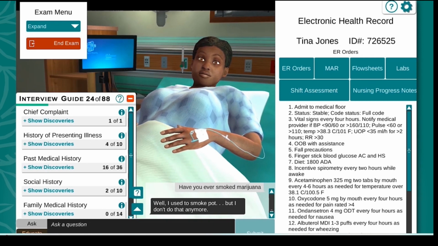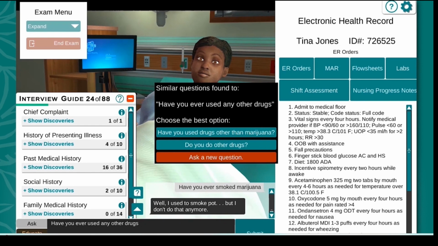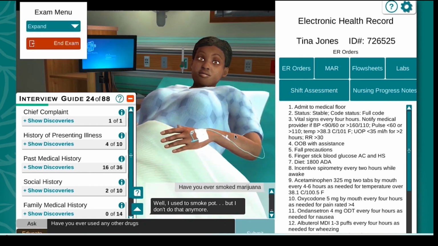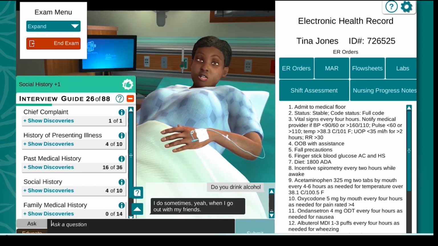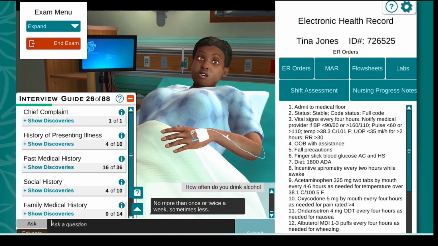All right, let's ask about other drug use. Have you ever used any other drugs? No. And now we can practice quantifying alcohol use. Do you drink alcohol? I do sometimes, yeah, when I go out with my friends. How often do you drink alcohol? No more than once or twice a week, sometimes less.